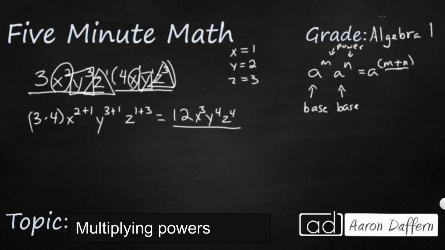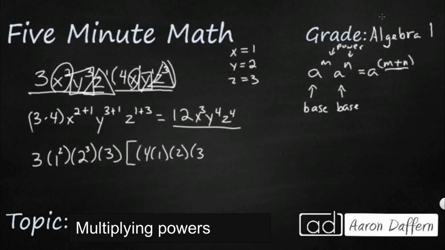All right, so our x is 1, so let's do 1 to the second power. And then I've got y is 2 to the third power. And then z is just 3. Okay? Then I need to multiply all of this by 4. X is just 1, y is just 2, and then z is 3 to the third power. Okay? So that's the original.